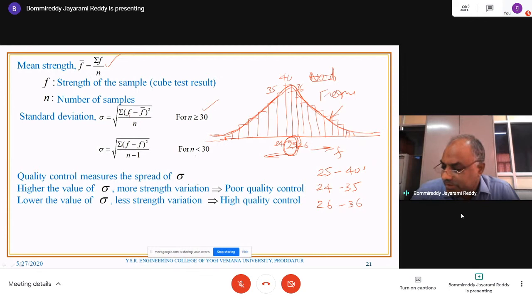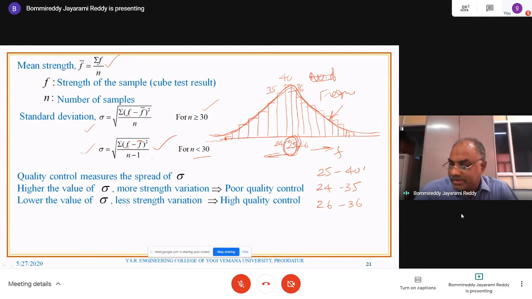And when the number of samples is less than 30, and even for examination purposes, if there are numerical questions on this, the number of samples may be 3 or 4 or 5, 6, not more than that. Always this formula is to be used for calculating any numerical value of sigma in the examination. So sigma is the square root of sigma (fi minus f bar) whole square by n minus 1. So these are the formulas for computing the standard deviation for samples more than 30 and also less than 30.